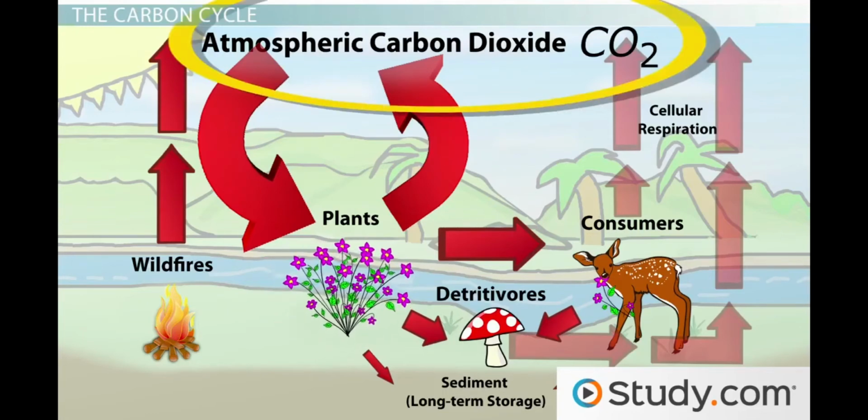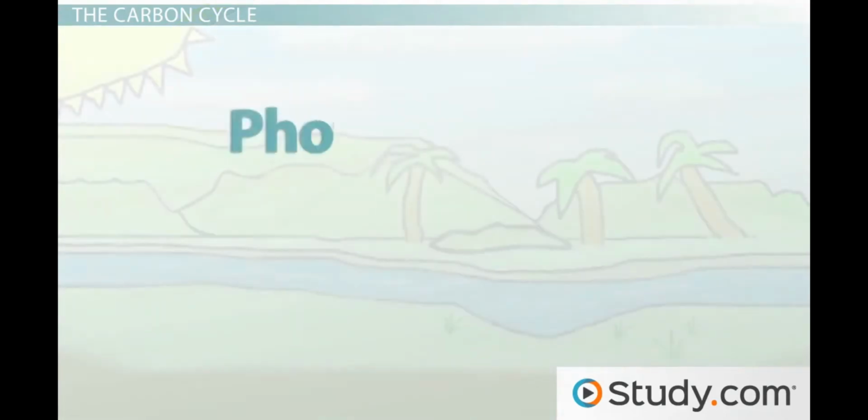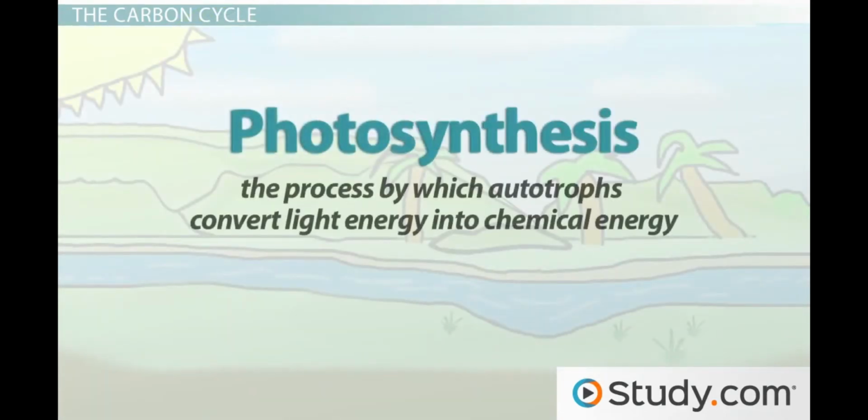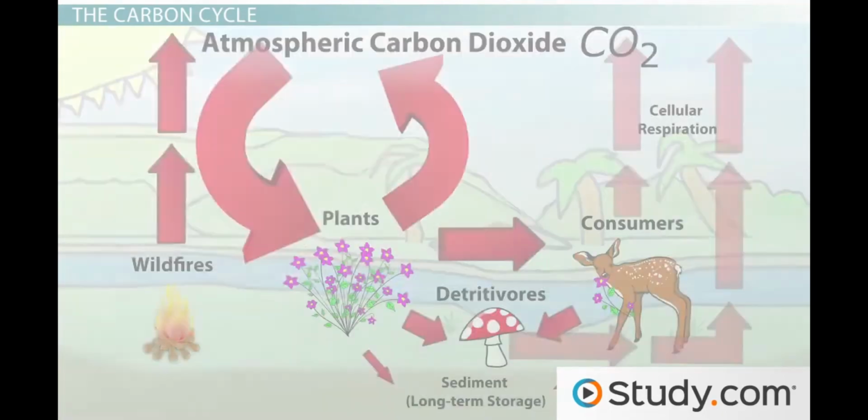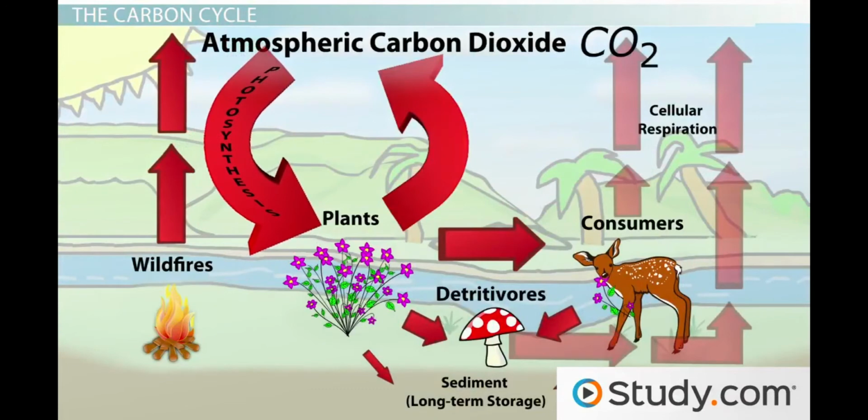Plants take atmospheric carbon dioxide, which has very little potential energy, and convert it to high energy containing carbohydrates. They do this through photosynthesis, which is the process by which autotrophs convert light energy into chemical energy. Energy can also be stored in the carbon bonds of lipids and proteins. Of course, if carbohydrates and other organic molecules are used to store energy, there has to be a way for organisms to release that energy for cellular functions.